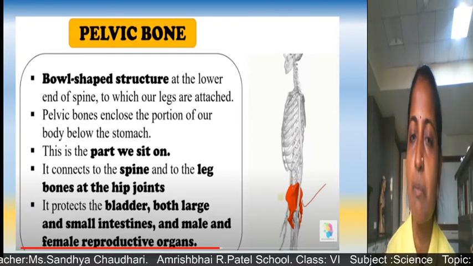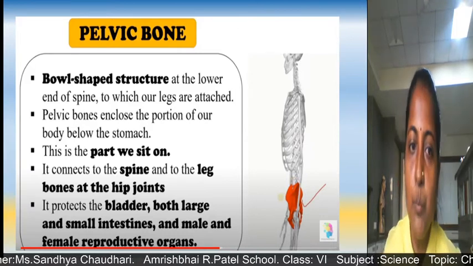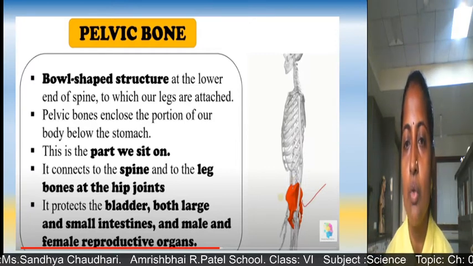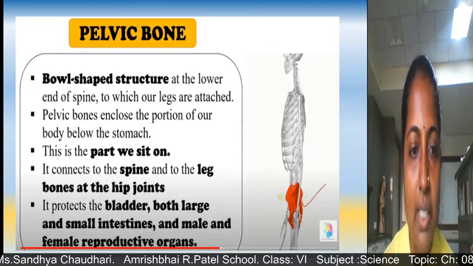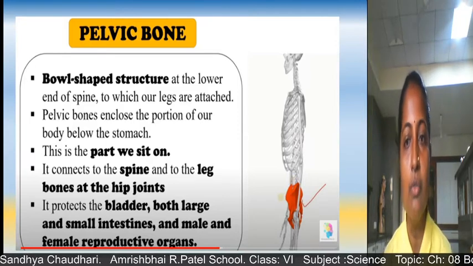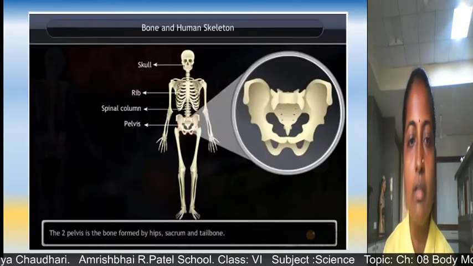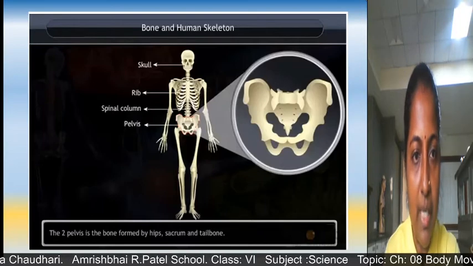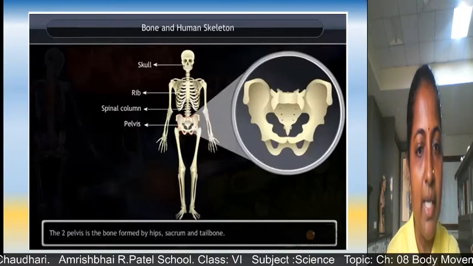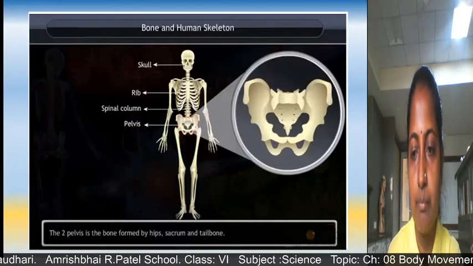It connects to the spine and the leg bones at the hip joints. That means the spine and the leg bones are joined together at the hip joints, just like we have seen about the collarbone and shoulder. So it protects the bladder, both large and small intestine, and male and female reproductive organs. So this is about the pelvic bone. Here very clearly you can see, children, in the diagram, this is the pelvis. The pelvis is the bone formed by the hips, sacrum and the tailbone. So here you can see the structure of the pelvis.